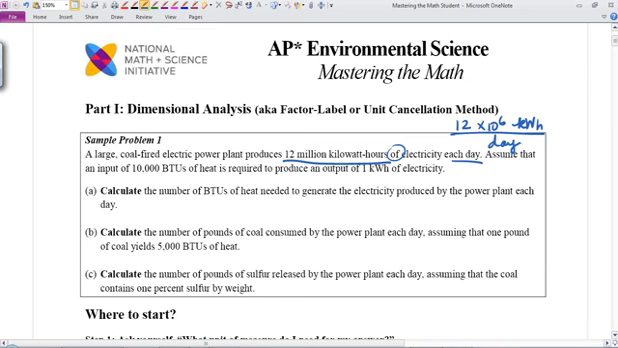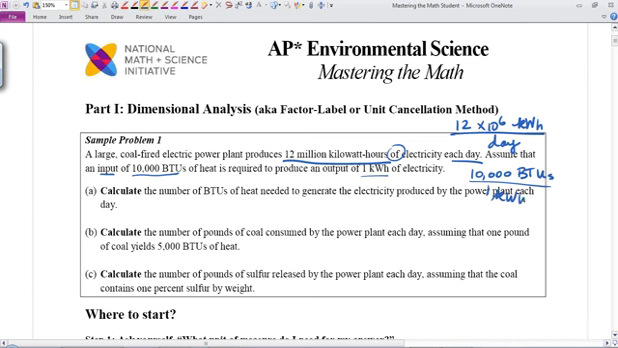And we want to also assume in this problem that there is an input of 10,000 BTUs of heat that is required to produce an output of 1 kilowatt hour of electricity. Lots of ofs in there, lots of prepositions in there. So we just have now a second one of our conversion factors. So we can link 10,000 BTUs of heat energy with 1 kilowatt hour.